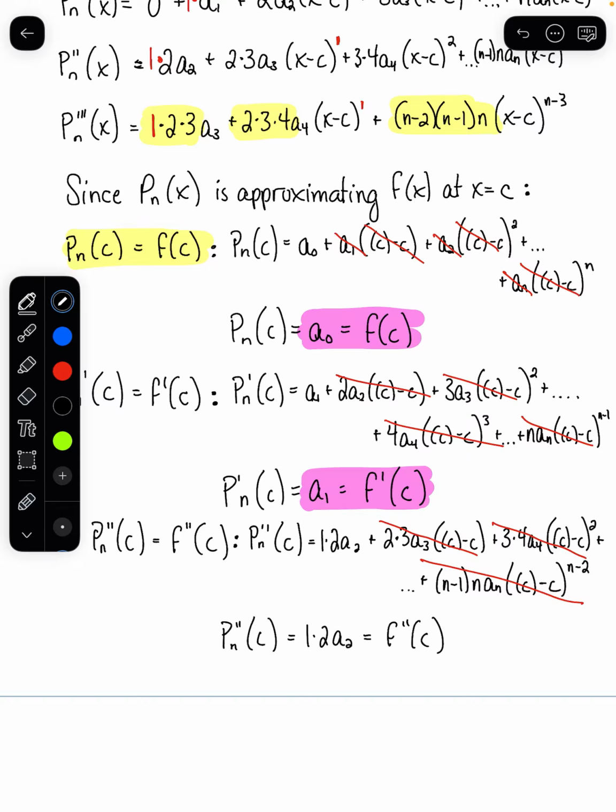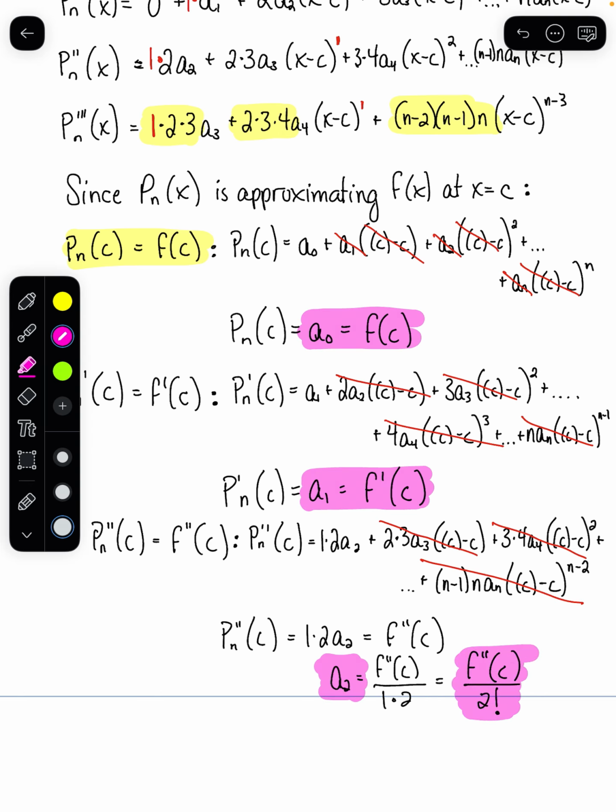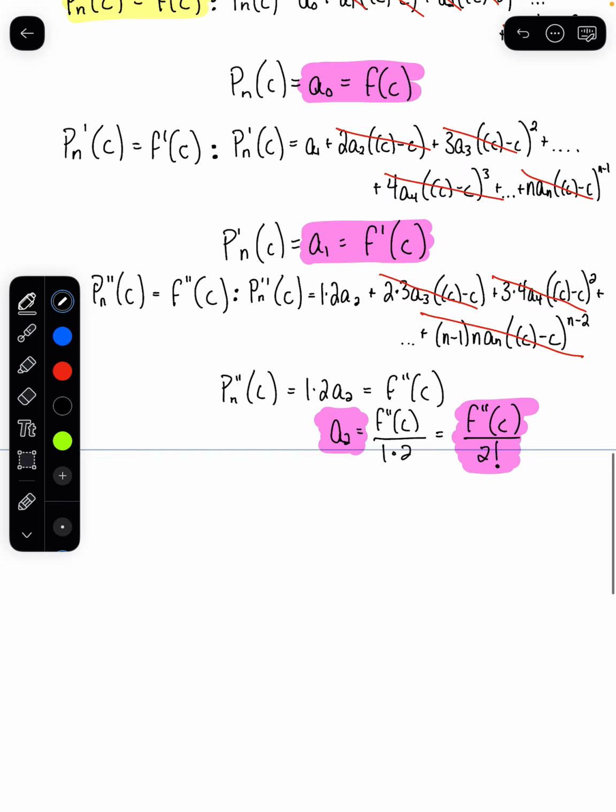In this case, in order to get a sub 2, we're going to need to divide both sides by 1 times 2, also known as 2 factorial. And perhaps you can already start to see where we're going to get the factorials in the future terms. We will do one more to help establish the pattern.